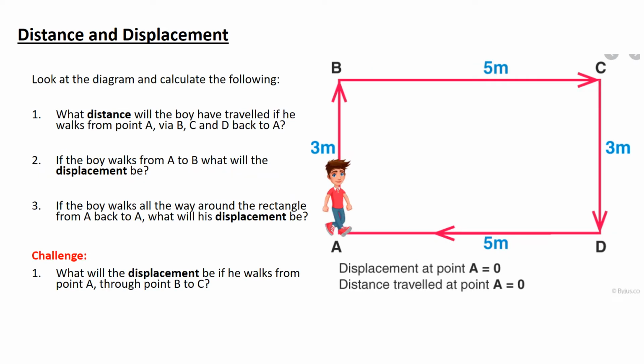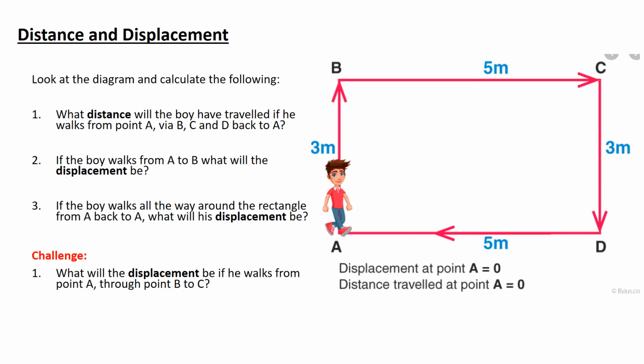Okay, so now we're going to look at exploring these two, distance and displacement. We're going to go through each one individually. First of all, look at the diagram to your right hand side, and we've got a young man in the bottom left hand corner, and he's going to walk from A to B to C to D and back to A. Now, if we were calculating the distance which he travelled, think about how we would measure this. Take a second.